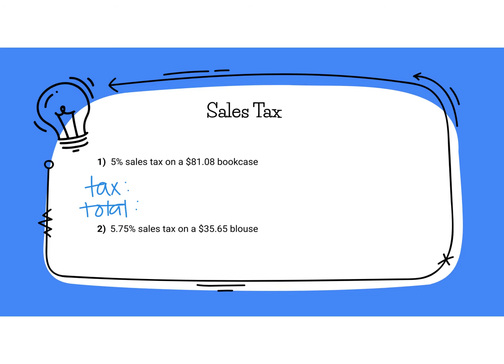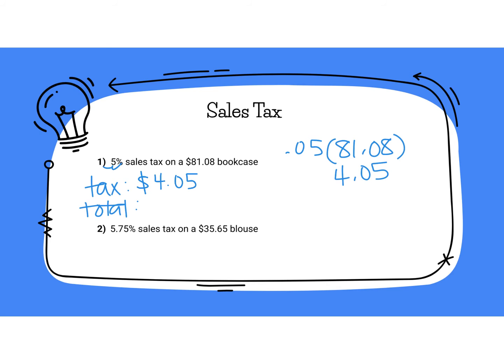So first thing we do is we take our 5% and we change that to a decimal, which gives us 0.05. From there, I'm going to multiply the 0.05, which is our 5%, to the total of the bookcase prior to taxes being applied. Once I multiply my 5% by $81.08, that gives me 4.05. That total is how much my taxes are. So my taxes on this particular item at 5% is $4.05.